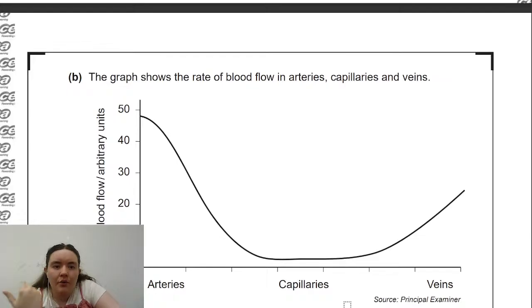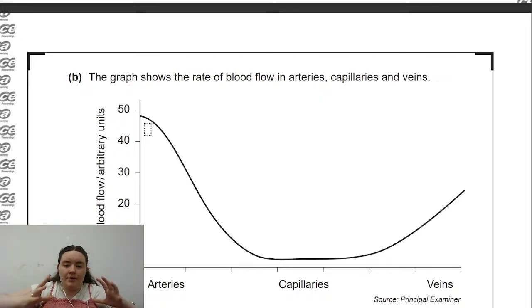So the graph shows the rate of blood flow in arteries, capillaries, and veins. So in arteries, we have this really high intensity blood flow. That's in part because the arteries are coming from the heart, so they get the most amount of pressure applied to them. In capillaries, the blood flow slows all the way down because it's a very thin area and not much blood can pass through.